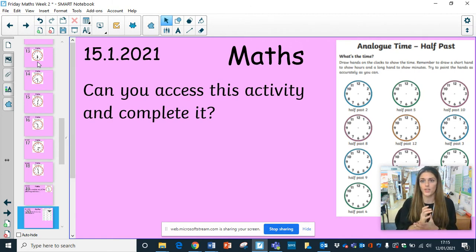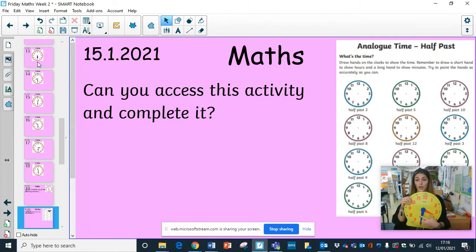So what's the time? And what you need to do is draw the hands onto the clocks because they're blank. So they've got the times there. You just need to add on the hands of the clock. So remember what's really important, when we are telling the time, half past the hour, that your minute hand needs to always be bigger, needs to be longer. So your minute hand is always longer.